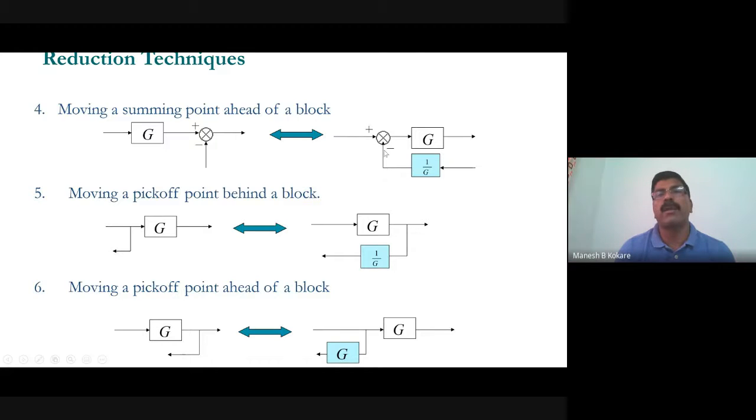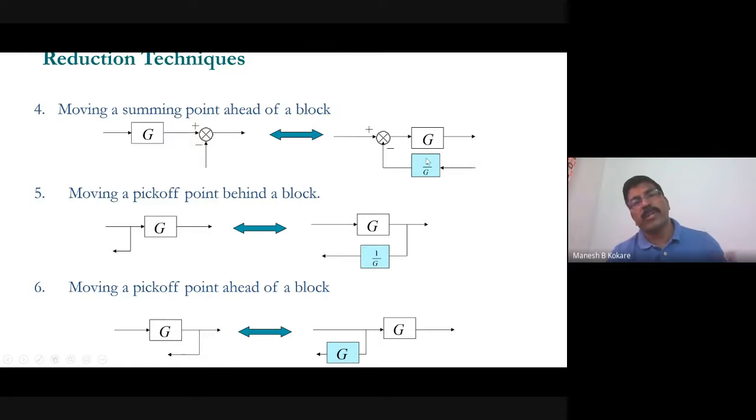What will happen if you have not added this block, and this is only y? Then this will be x minus y into z, which is not equivalent to this one, because this is xz minus y. Without adding this block, if you have this y signal and this x signal, then x minus y into z will not be equivalent.